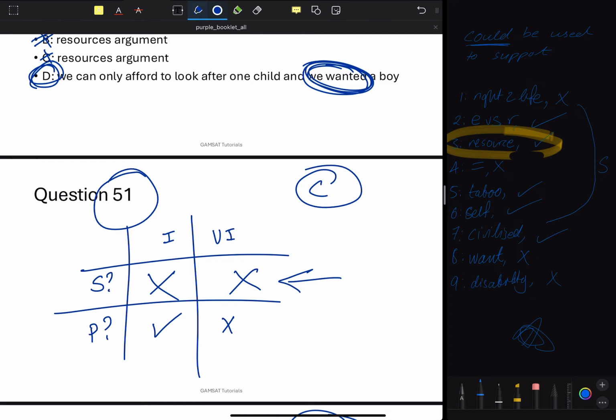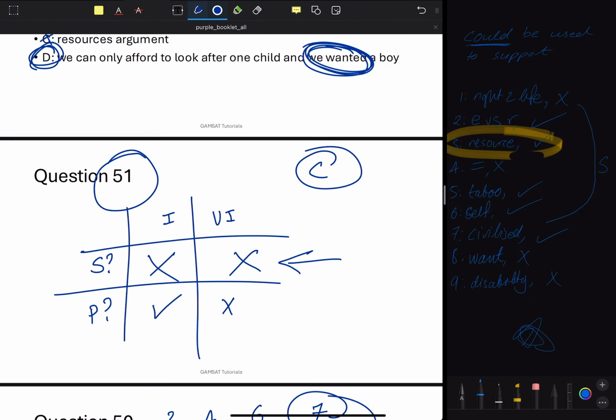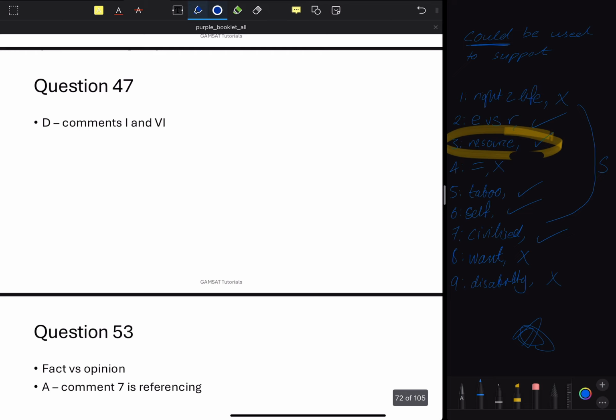So it can't be B or C. And then D is relevant to both sides of the infanticide debate. Yes, 47. That is the correct answer for D. So do you see how by kind of doing it backwards, we can very quickly get to the answer for 47?